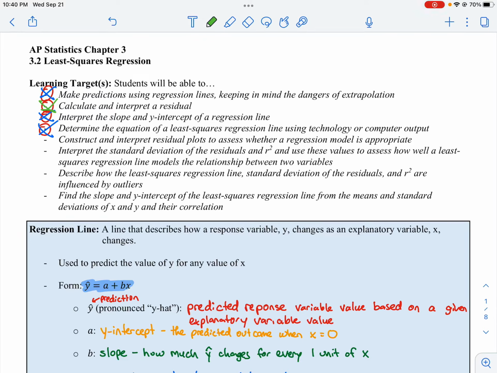Hey everyone, and welcome back as we continue on with lesson 3.2 covering the least squares regression line. And today is going to be part 2 of our 3-part video series.